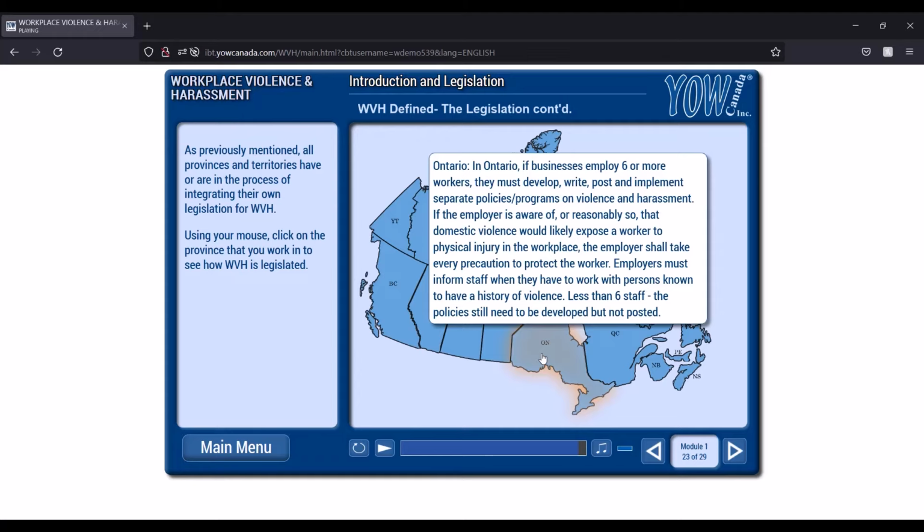on violence and harassment. If the employer is aware of, or reasonably so, that domestic violence would likely expose a worker to physical injury in the workplace, the employer shall take every precaution to protect the worker. Employers must inform staff when they have to work with persons known to have a history of violence. Less than 6 staff, the policies still need to be developed, but not posted.